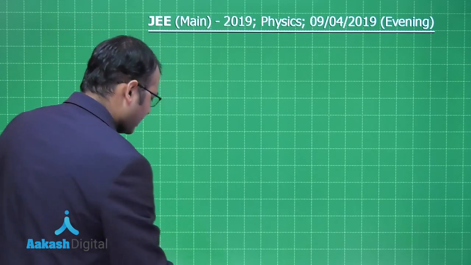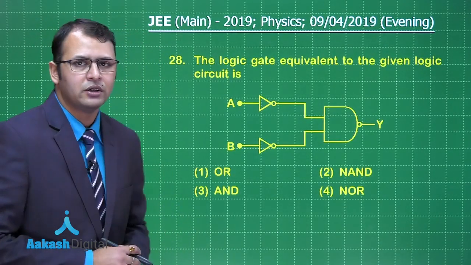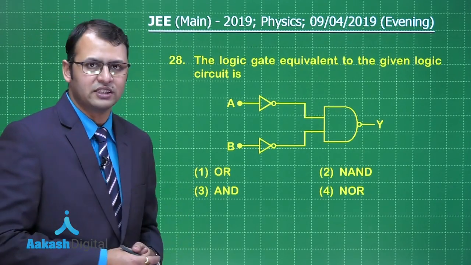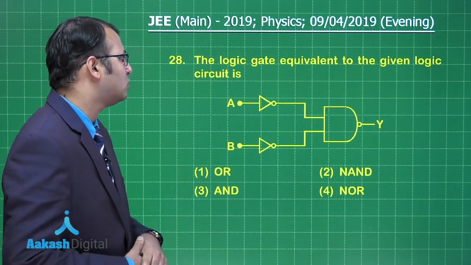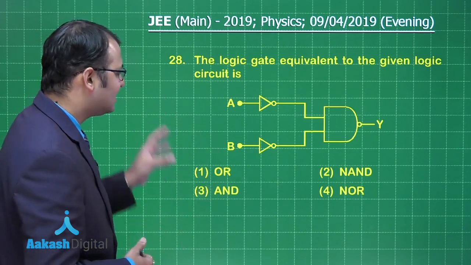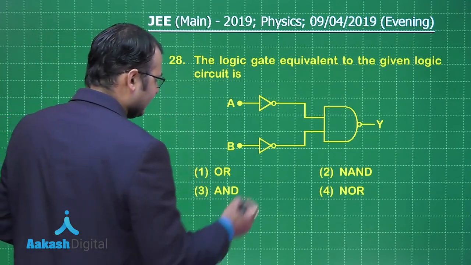So friends, let's take our next question, that is question number 28. This section belongs to modern physics. Here the logic gate equivalent to given circuit is. So these are the options, we can solve it pretty easily here.